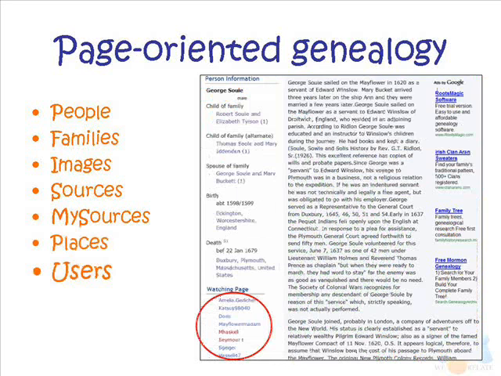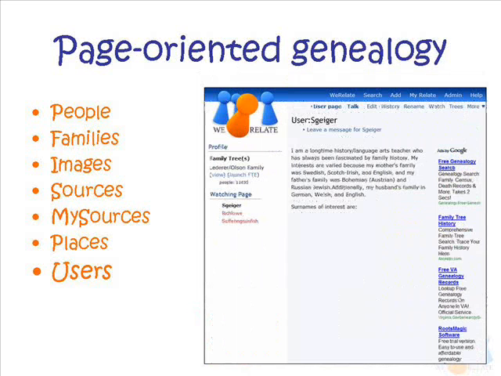When you create an account at WeRelate, you can also create a page for yourself. Here's a list of people who have contributed to this page or are interested in changes to the page. Clicking on one of the people in the list takes us to their user page. On your user page, you can post information about yourself, whatever you'd like other people to see.